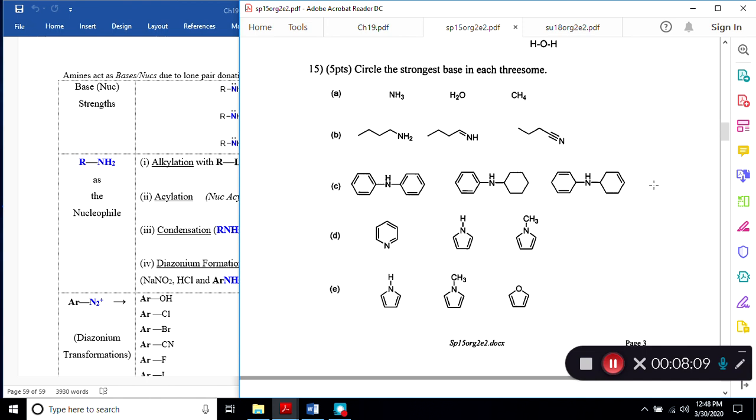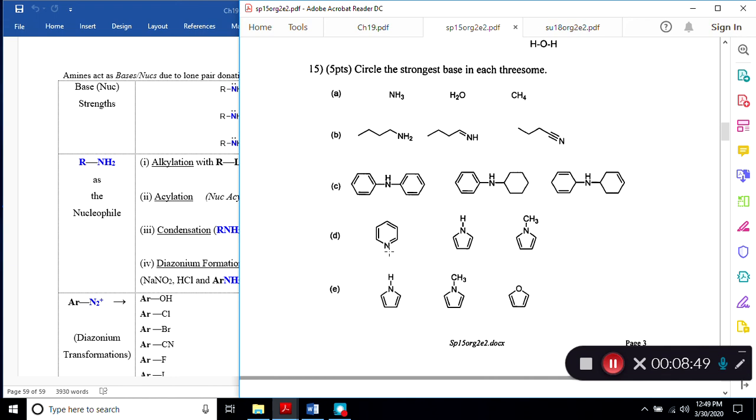Part C deals with resonance. The lone pair on this nitrogen is in conjugation with both of these aromatic rings. Here the lone pair on the nitrogen is in conjugation with this pi system. There's no pi system here. Here the lone pair on the nitrogen is not conjugated. Notice that these pi bonds are further away. So this is basically double resonance. This has single resonance. This has no resonance. Resonance makes it less basic, so the strongest base in this trio would be that one.